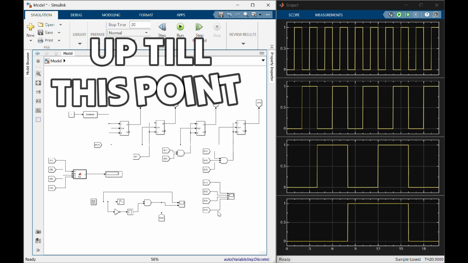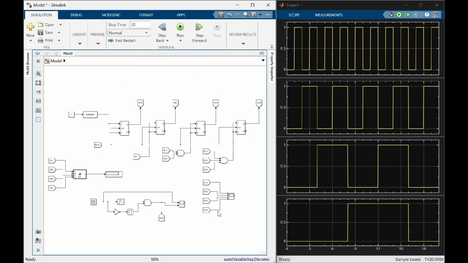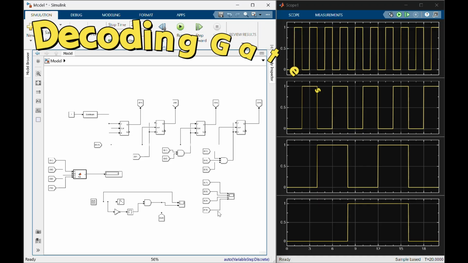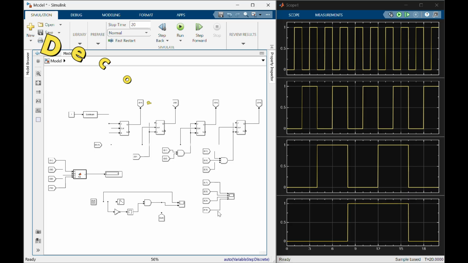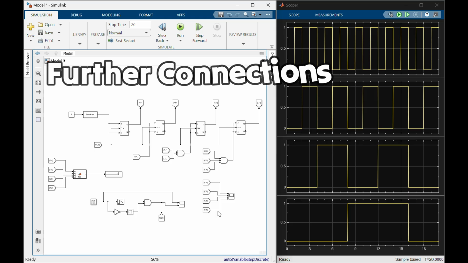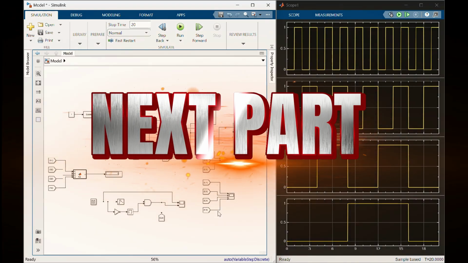So guys, up till this point, our digital counter is counting from 0 to 15. That is, we have made a mode 16 counter, but we are going to make a decade counter, that is a mode 10 counter, that is going to count from 0 to 9. For that, we need to modify our JK flip-flops. That is, we are going to apply the concept of decoding gates in this circuit. Our Simulink doesn't directly provide us with this feature of decoding gates in our JK flip-flop. So we are going to make a subsystem and modify our JK flip-flop. The further connection of this project will be shown in the next part of the video.